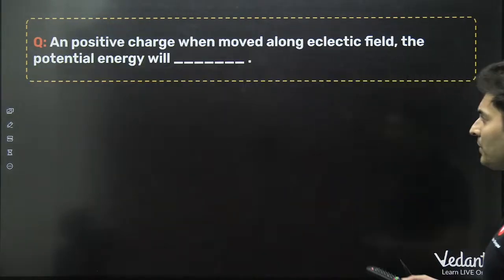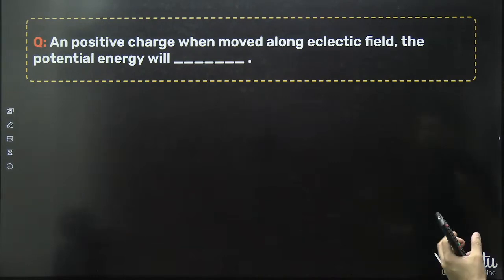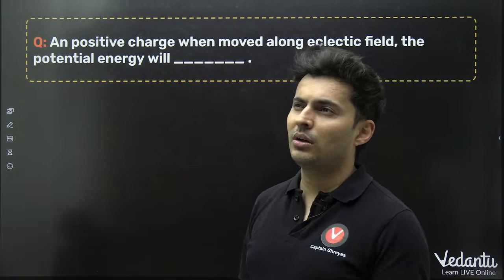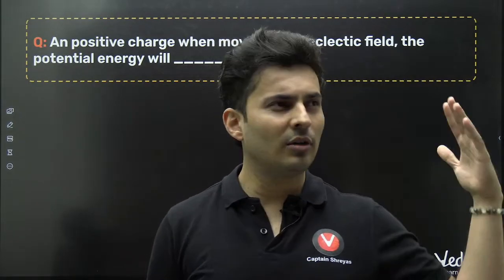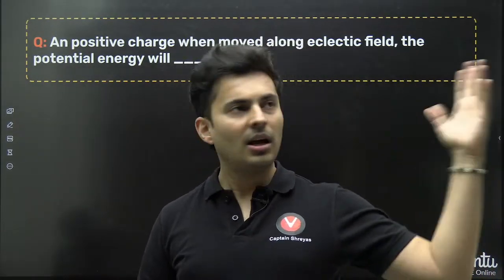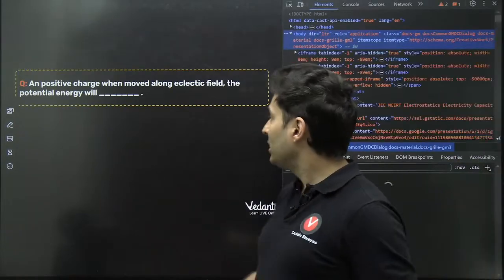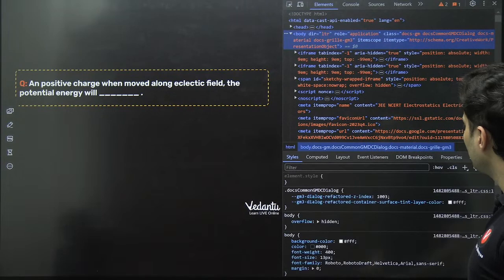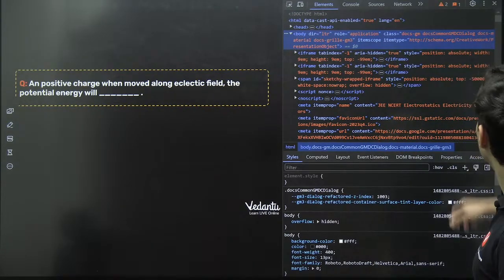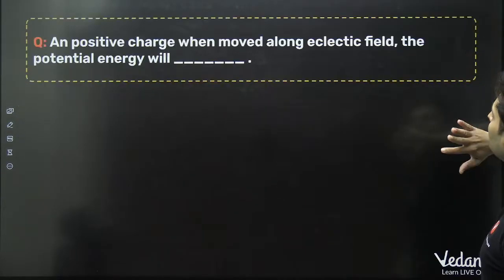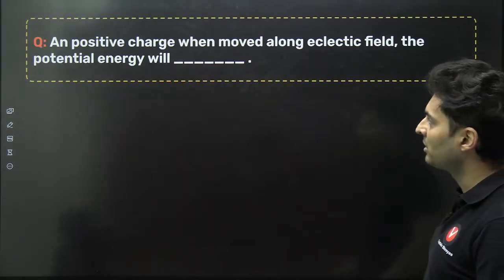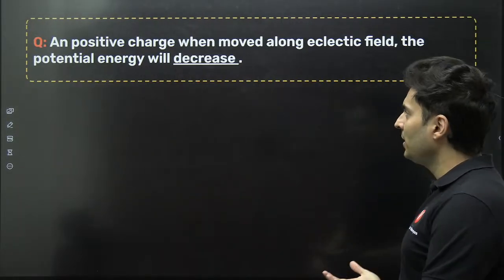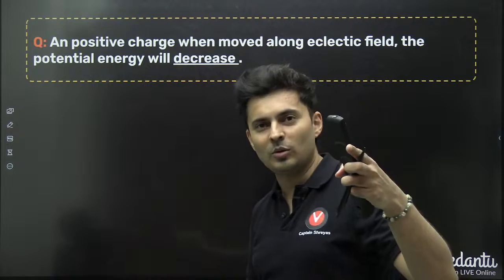Remember that. A positive charge, when moved along the electric field, the potential energy will. Okay, you are taking a positive charge along the electric field. Electric field always goes from high voltage to low voltage. So potential energy, oh my God, what is this? Am I going to teach computer science? No, right? Something happened over here. Can I do this? Oh, thank God. I thought I had to teach computer science also. Okay, so the potential energy will decrease, right? You're going from high voltage to low voltage.